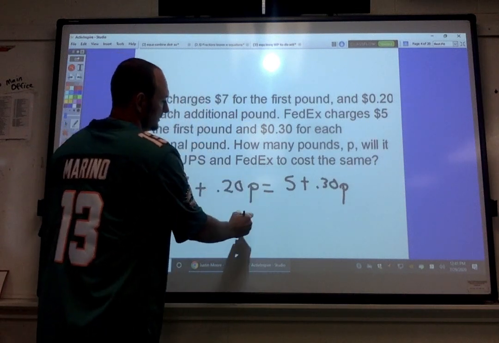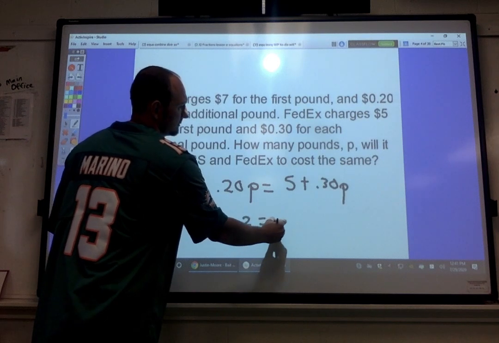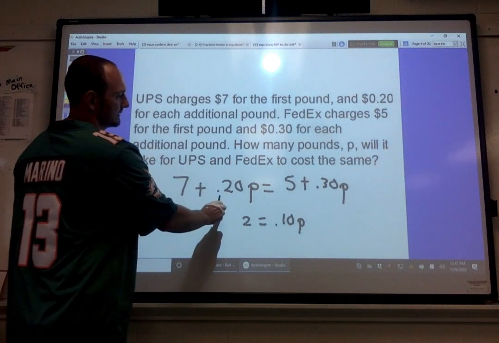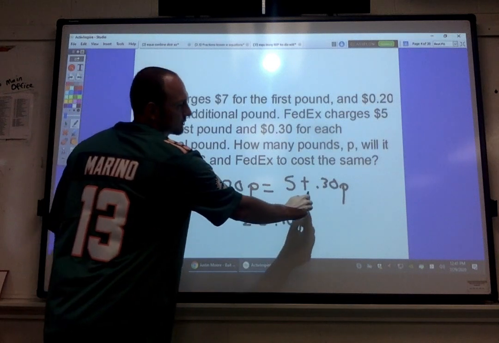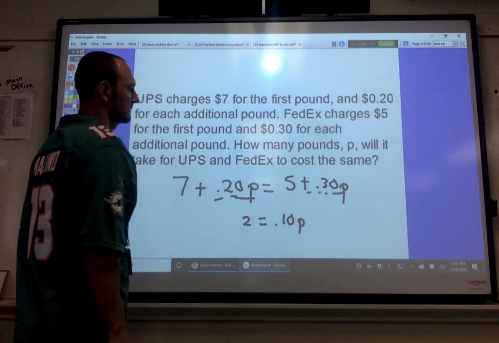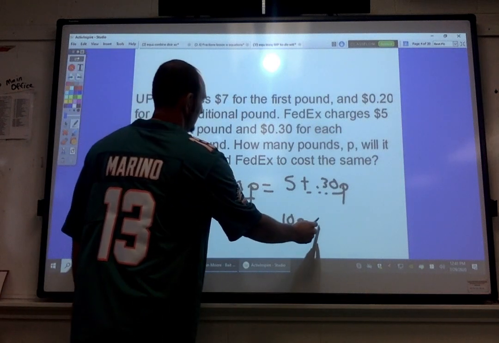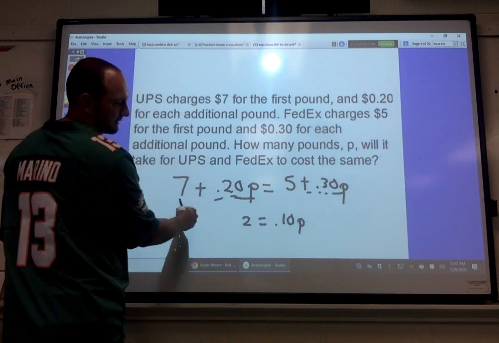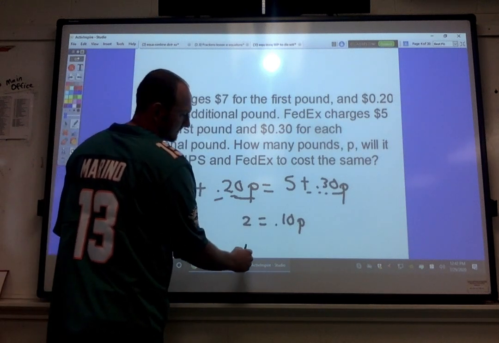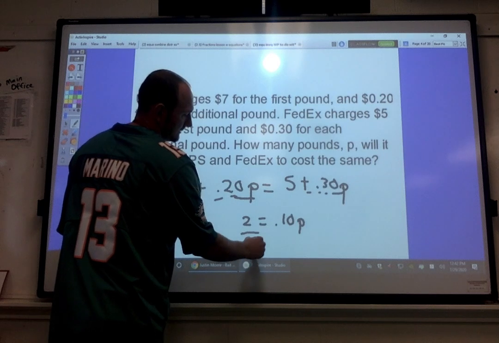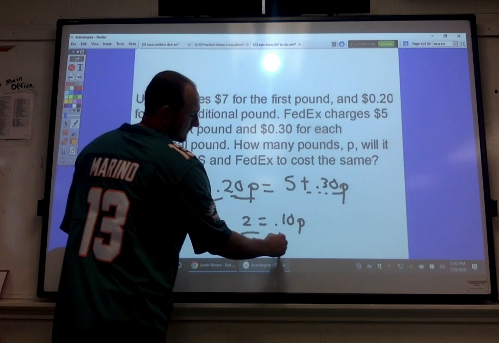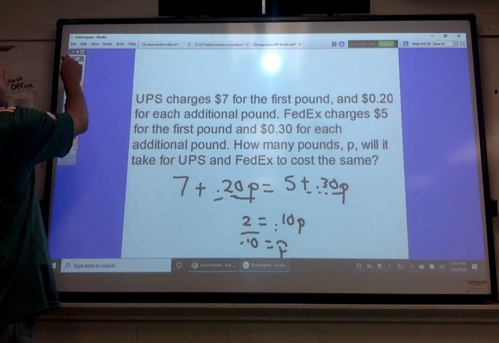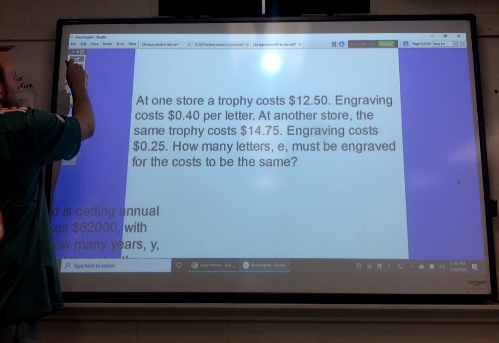Subtract 10, subtract 2. I subtracted this, subtracted this, plus 5, then I minus the 5 over here, got a 2, divide it, 10, and then we'll get our answer, divided by 0.10, or 1/10, I mean, not 0.10.